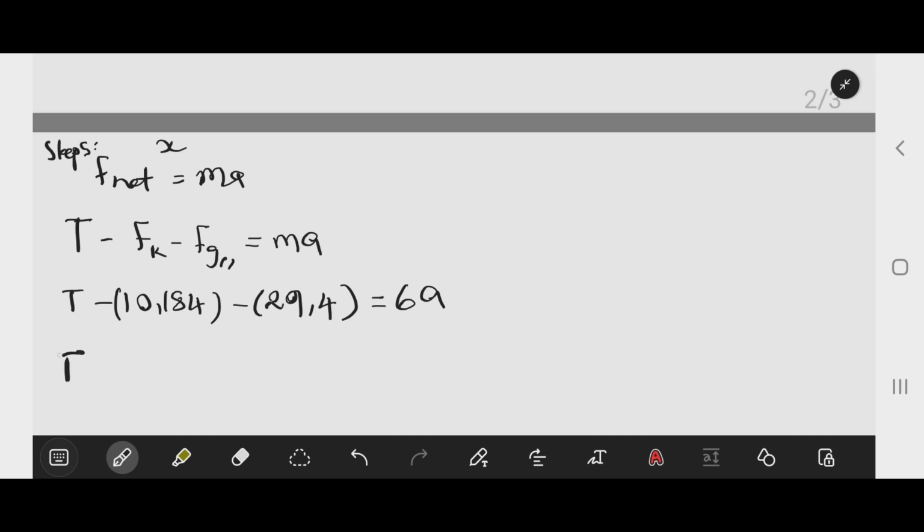So here we'll have T being equal to negative 10.184, right, minus 29.4, okay, that would give us negative 39.584 equals 6a. So that is equation 1. Let us leave it like that, right? And then let us perform the F net in the x direction for this one. Therefore, that would be F net equals ma, right?